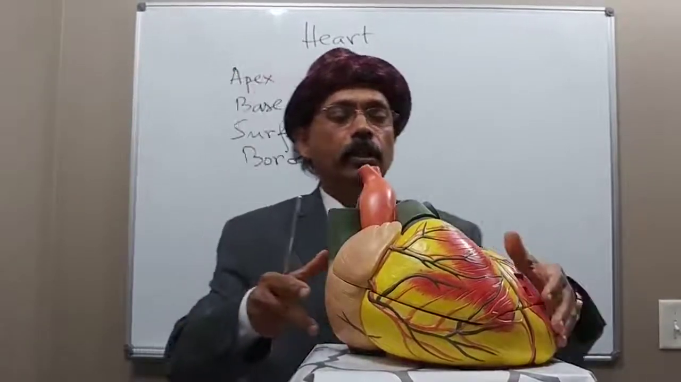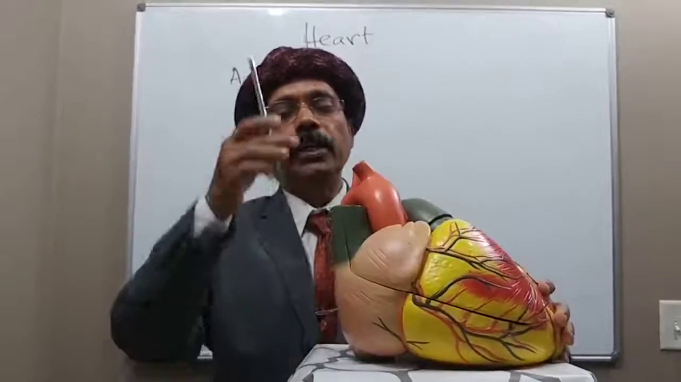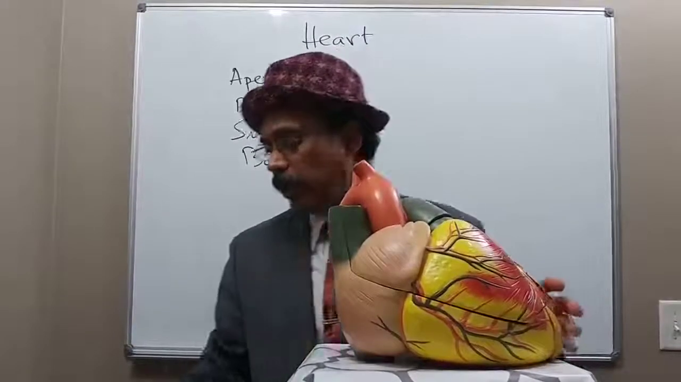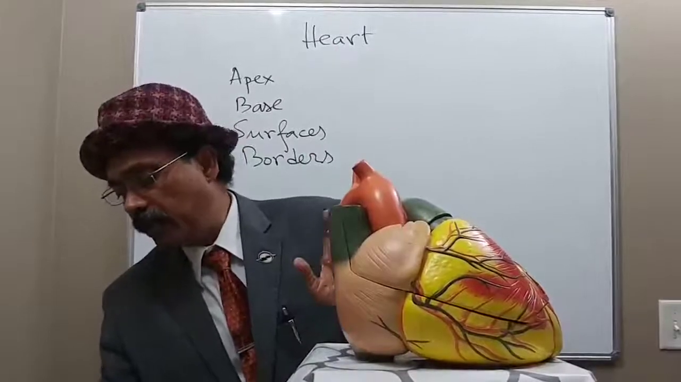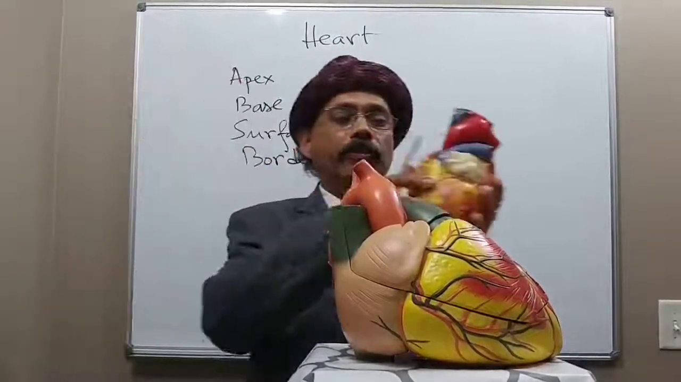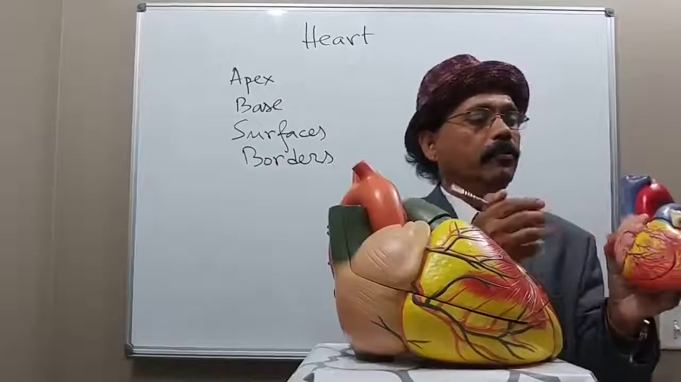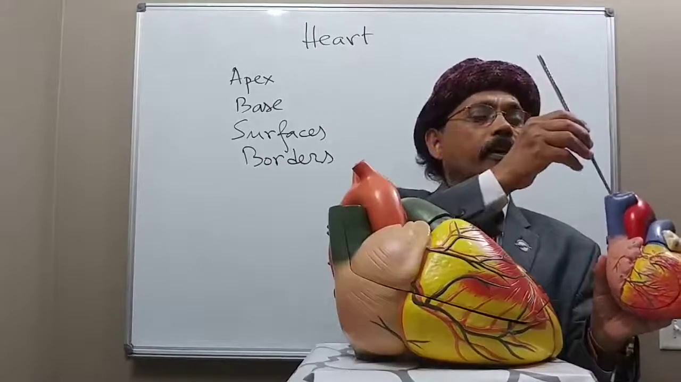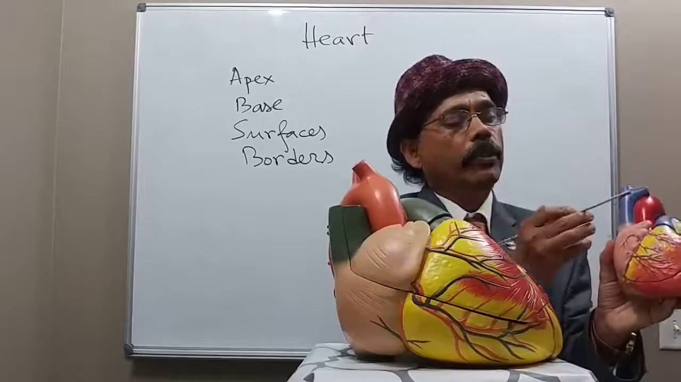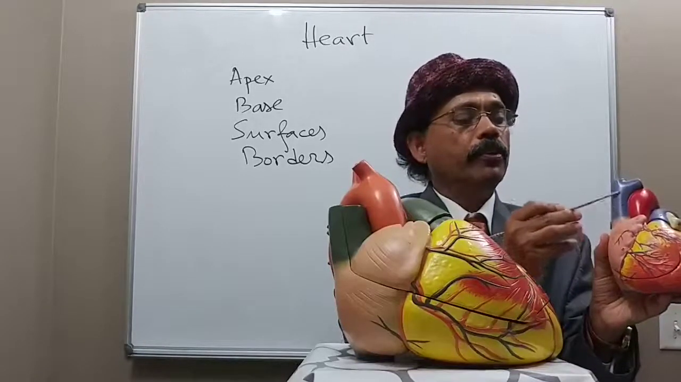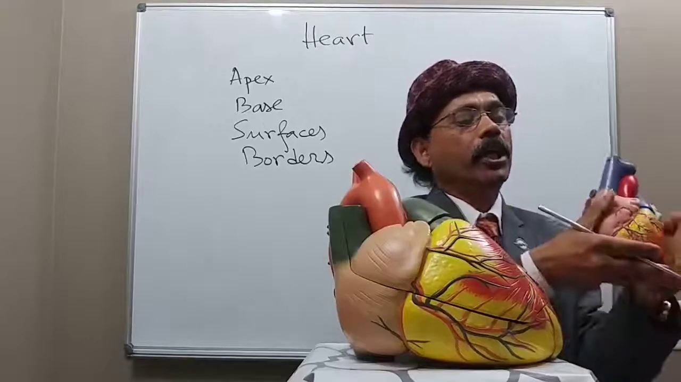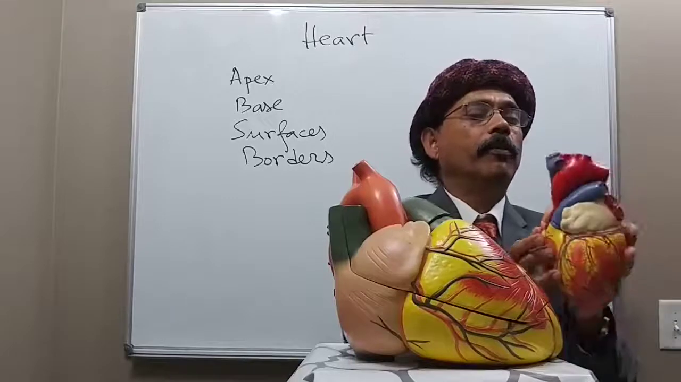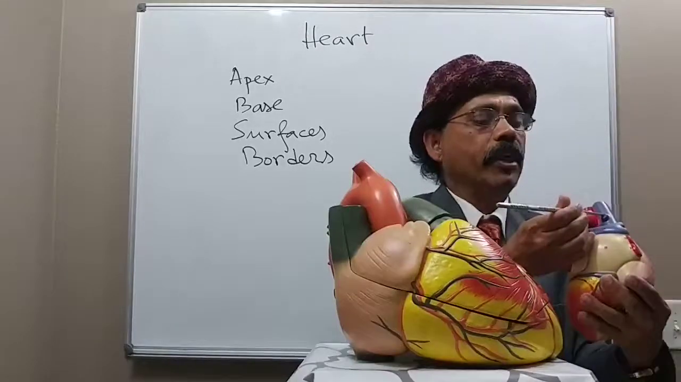Okay, to identify the superior vena cava and inferior vena cava: this is the superior vena cava. It is formed by the union of the left and right brachiocephalic veins. On this small heart, this is the left brachiocephalic vein, this is the right brachiocephalic vein. They unite to form the superior vena cava, which opens into the right atrium. It also receives the azygous vein.